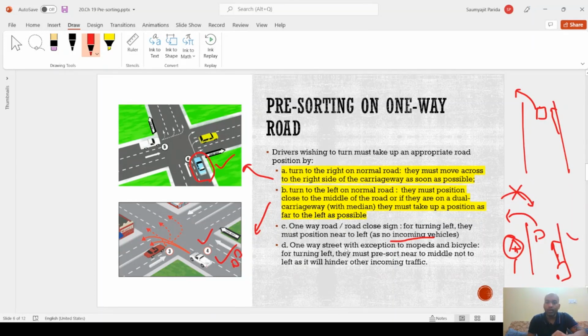One-way street with exception to mopeds and vehicles. If it is a one-way street and mopeds and other vehicles are allowed to enter this road, then they must pre-sort near to the middle, not to the left, as it will hinder others, because they need space and they have to keep themselves to the right. So for this moped or cycle, this is the right side of the road, so I must position to the middle of the road.